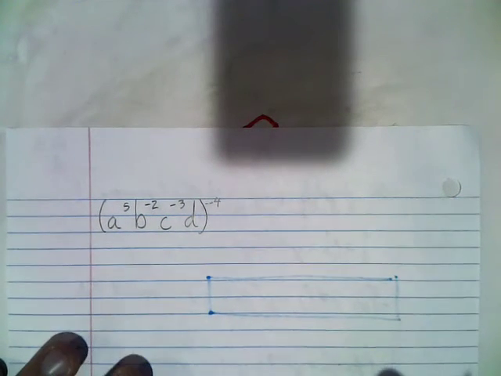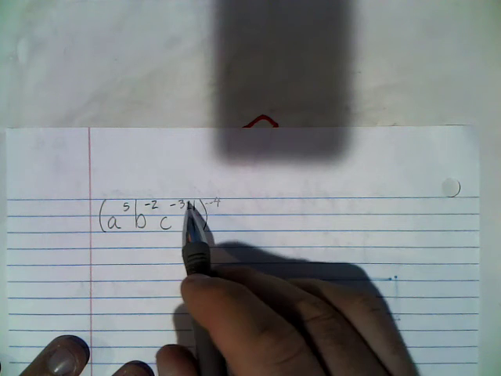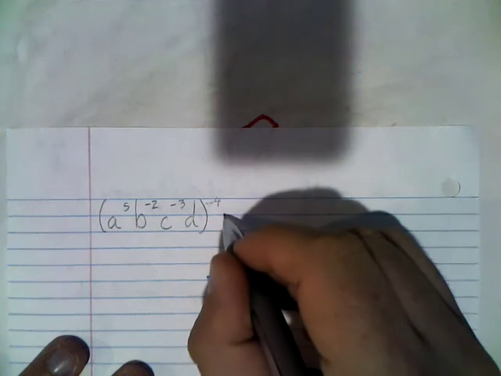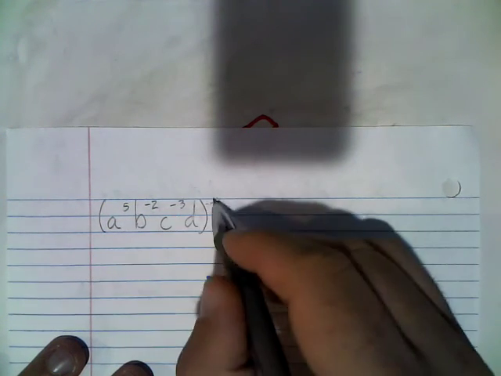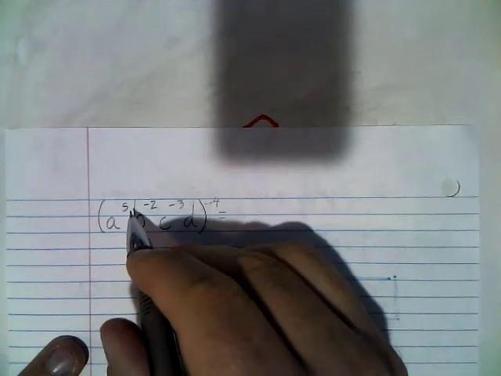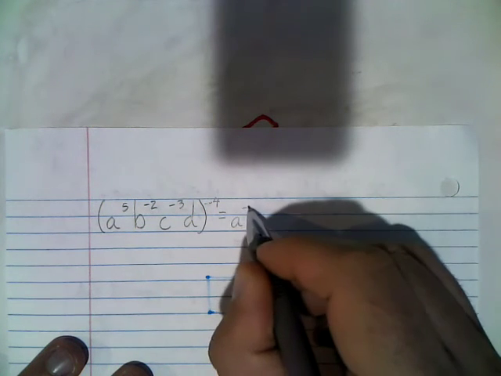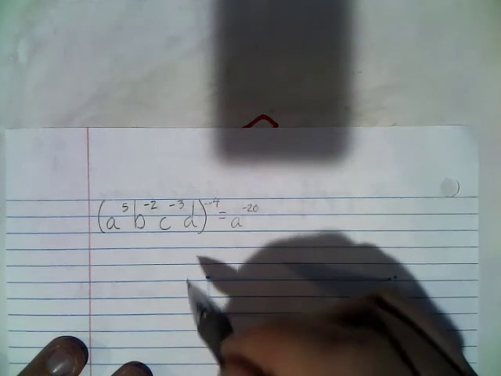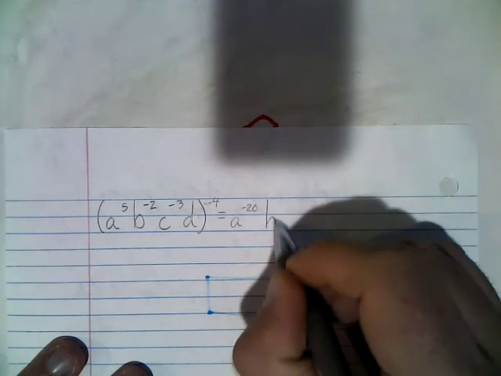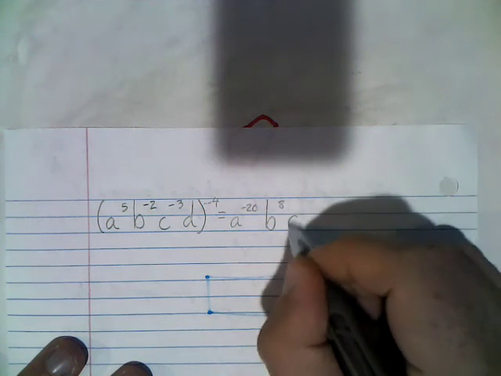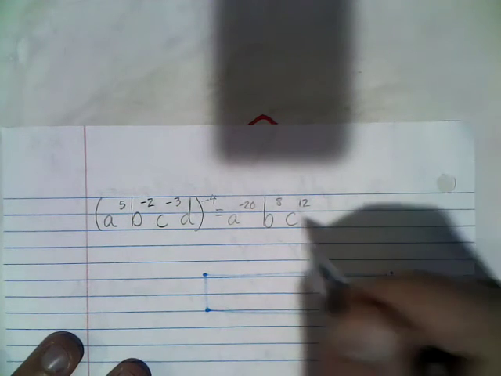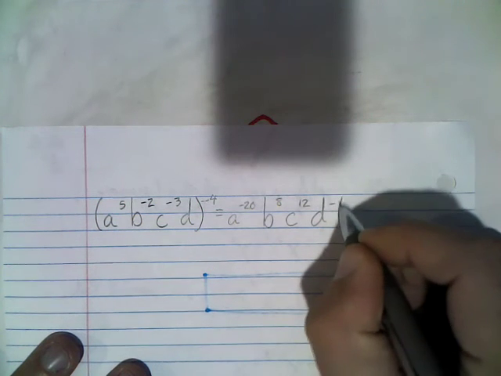One way to simplify this is to actually distribute this exponent into each of your factors. So if I distribute that negative 4 factor, and remember, a power to a power, we're going to multiply these. So 5 times negative 4 would give me a to the negative 20. B to the negative 2nd power to the negative 4th power, well, negative 2 times negative 4 gives me a positive 8. For C, I've got a negative 3 times the negative 4 would give me a positive 12. And finally D, which is really D to the 1st power, so 1 times negative 4 would be negative 4.